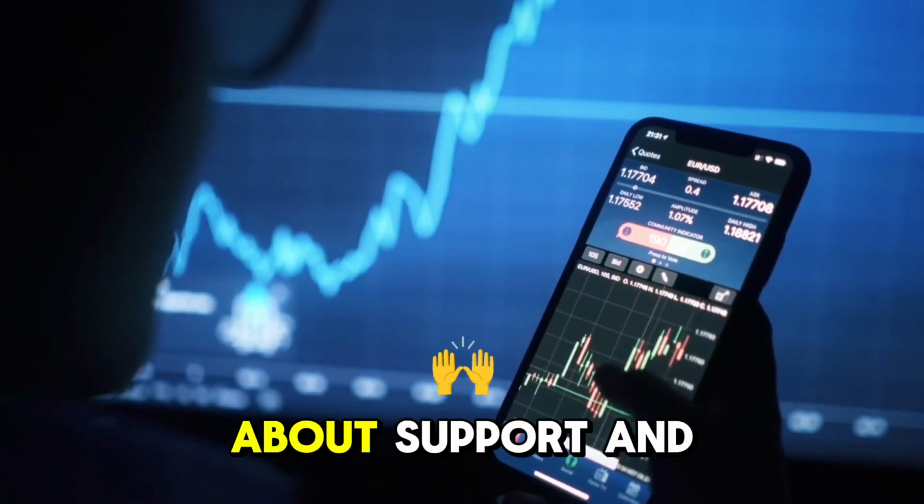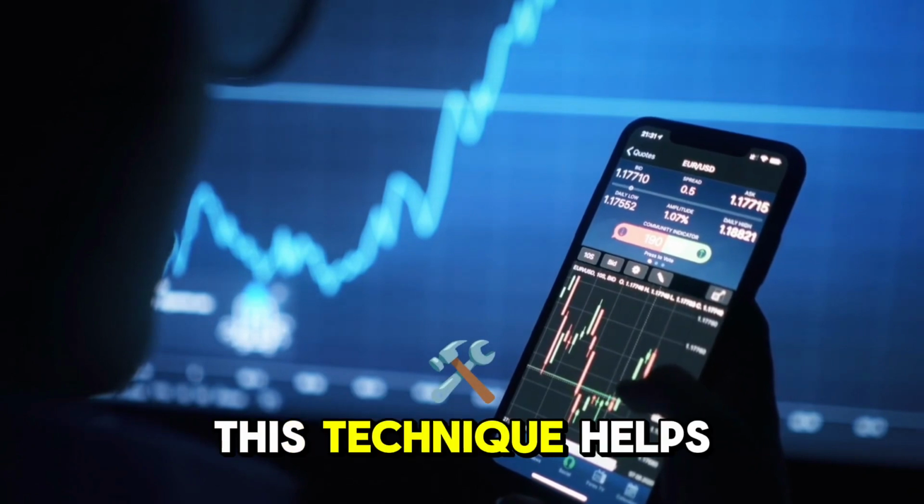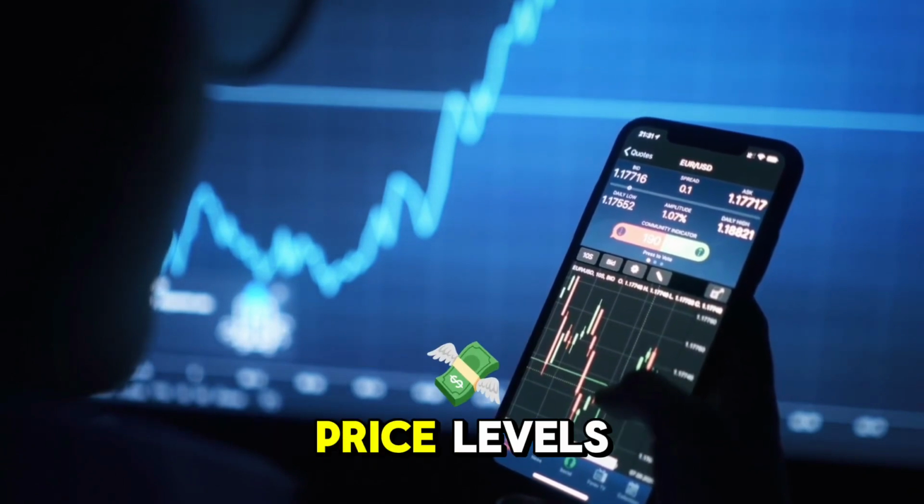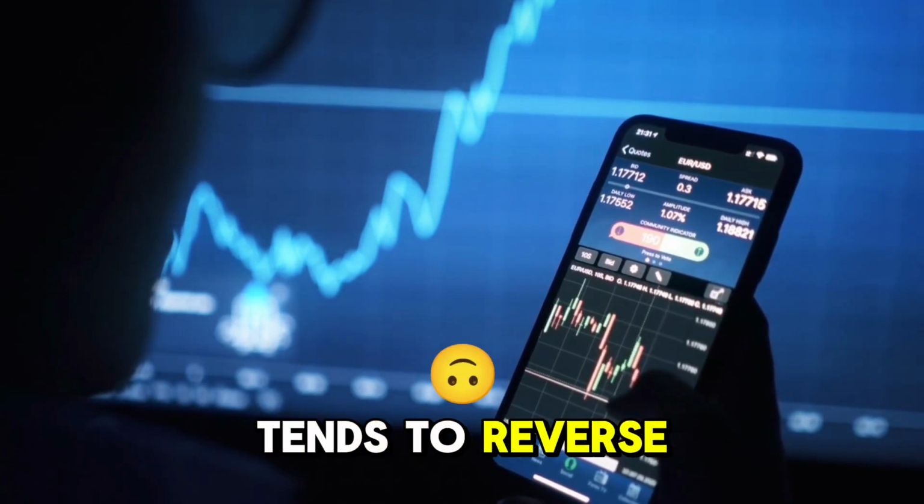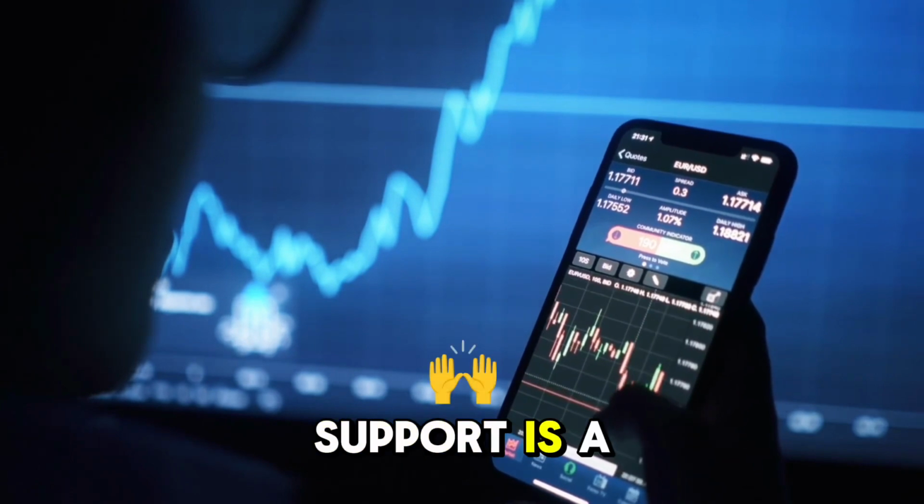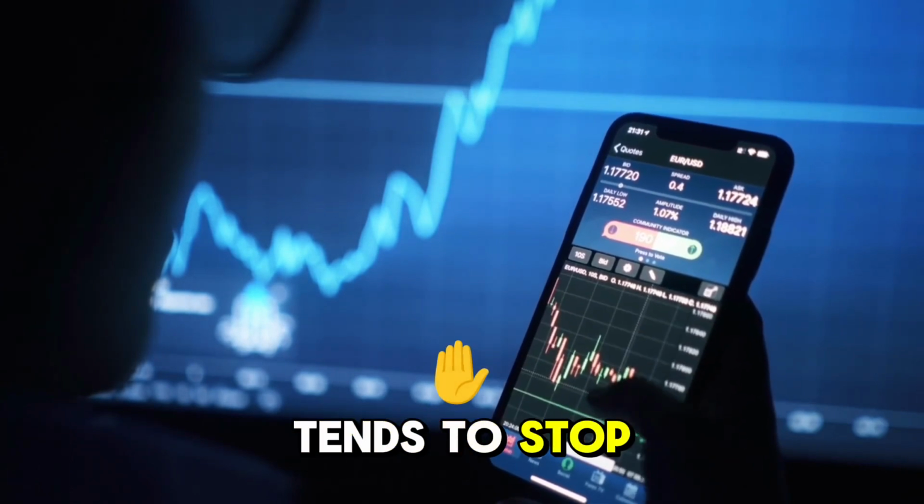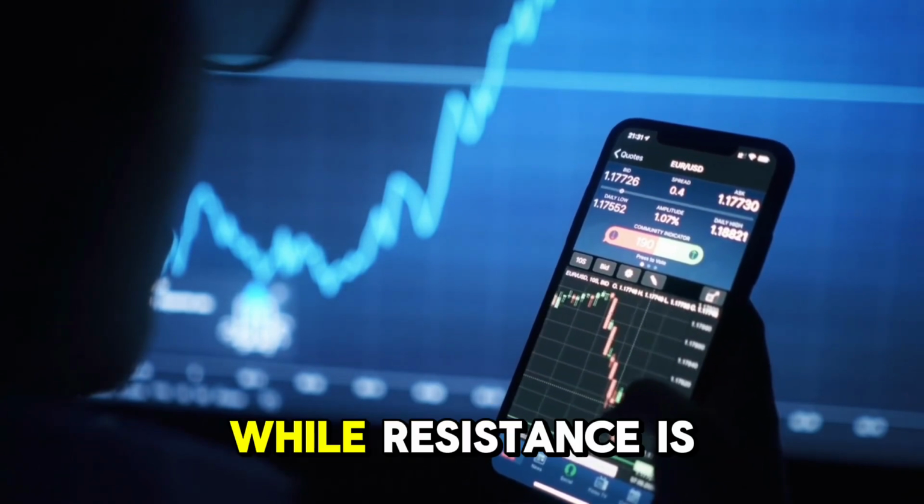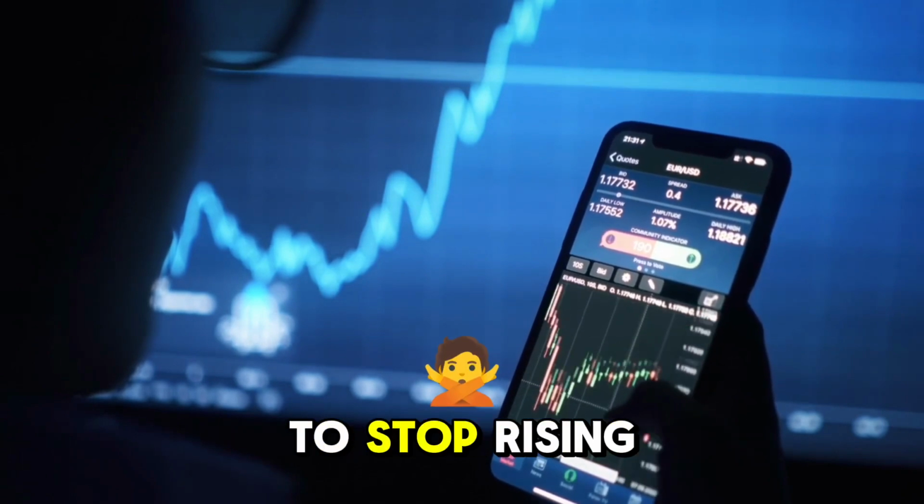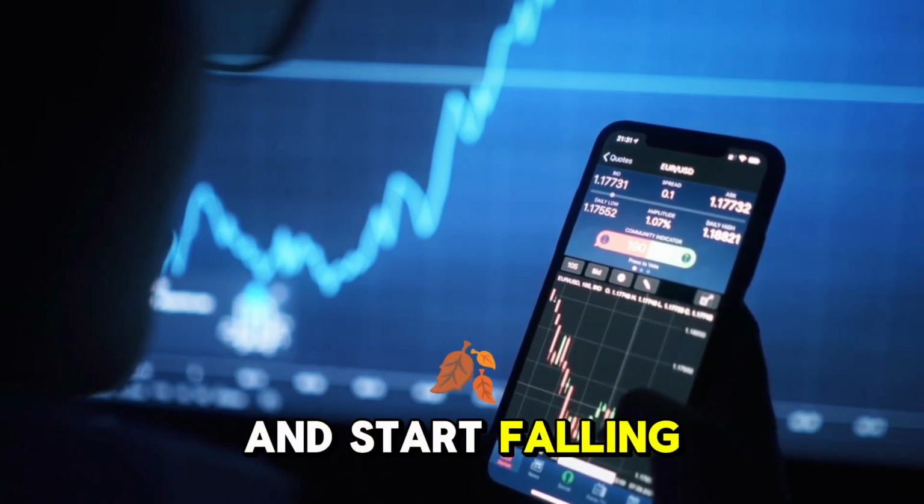Next, let's talk about support and resistance. This technique helps you identify key price levels where the market tends to reverse or stall. Support is a price level where the currency tends to stop falling and start rising, while resistance is where it tends to stop rising and start falling.